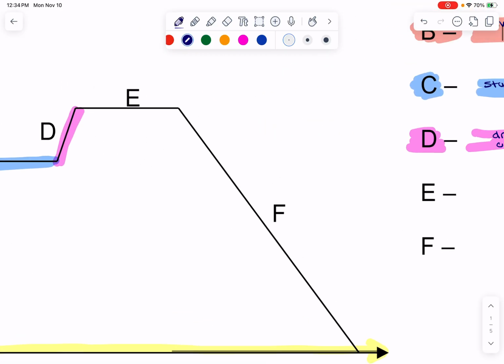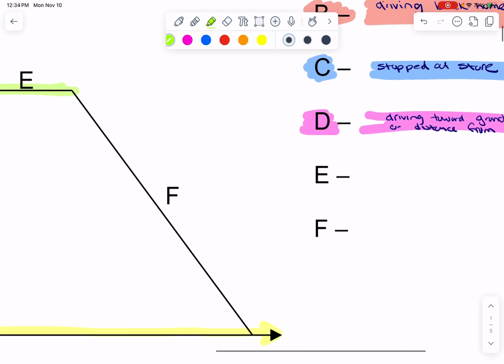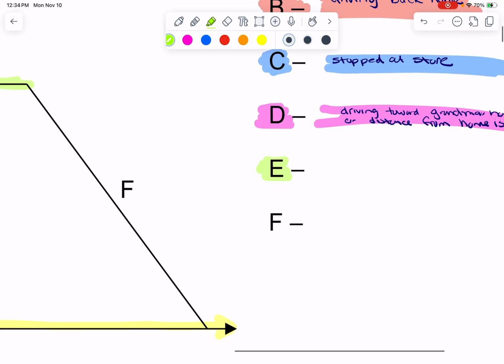Okay, here we go. And let's look at the next one right here at E. Well, at E, we stopped again, right? We're not moving. We're not getting farther from home or closer to Grandma. We're not getting closer to home. Okay, so we've stopped again.